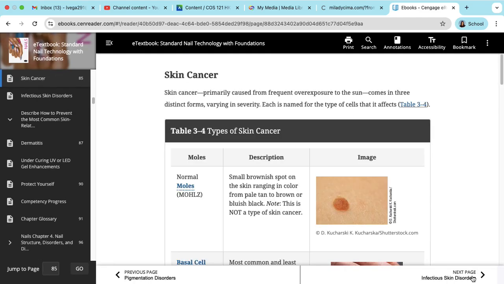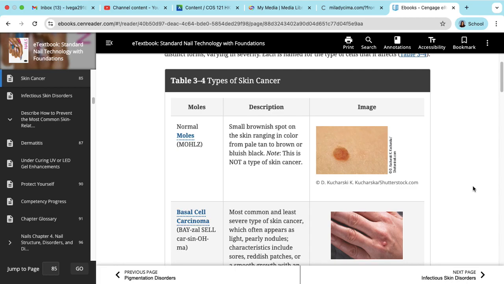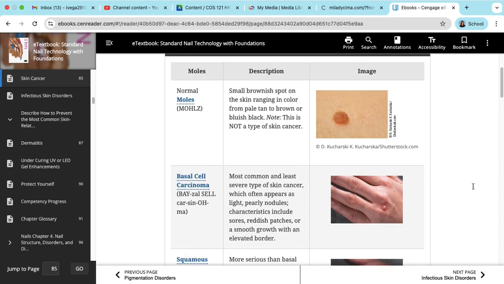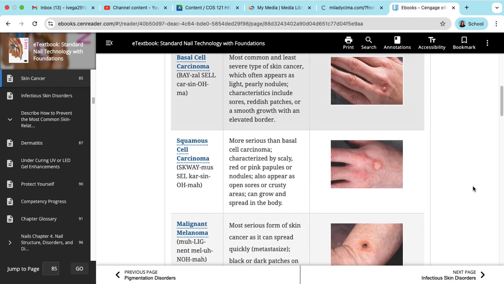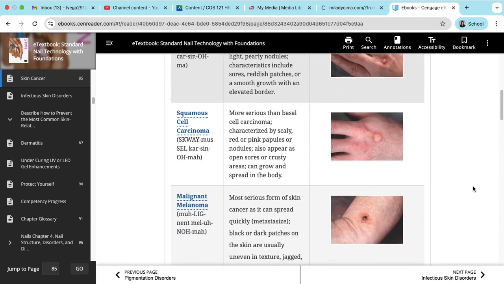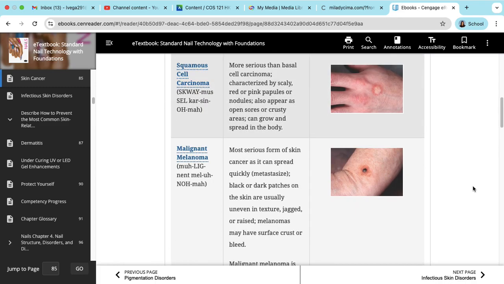Skin cancer. Primarily caused by overexposure to the sun. We have moles, basal cell carcinoma, squamous cell carcinoma, malignant melanoma.